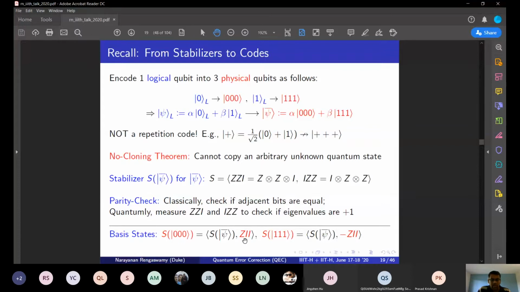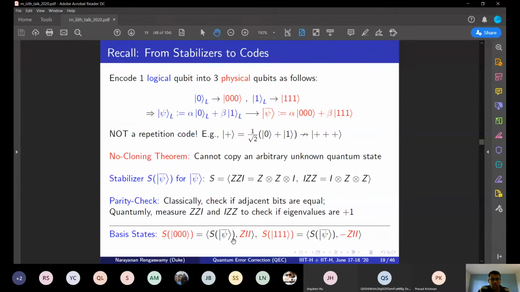And that's why this is the logical Z. Remember, what is a logical Z supposed to do? It is supposed to act trivially on the 0 state, but pick up a -1 on the 1 state. That is the definition of a Z. So when we say a logical Z, that means there is a 3-qubit physical operator which acts trivially on the 0 state, but has to pick up a -1 on the 1 state. So ZII is the right operator, because ZII acting on 000 doesn't do anything.